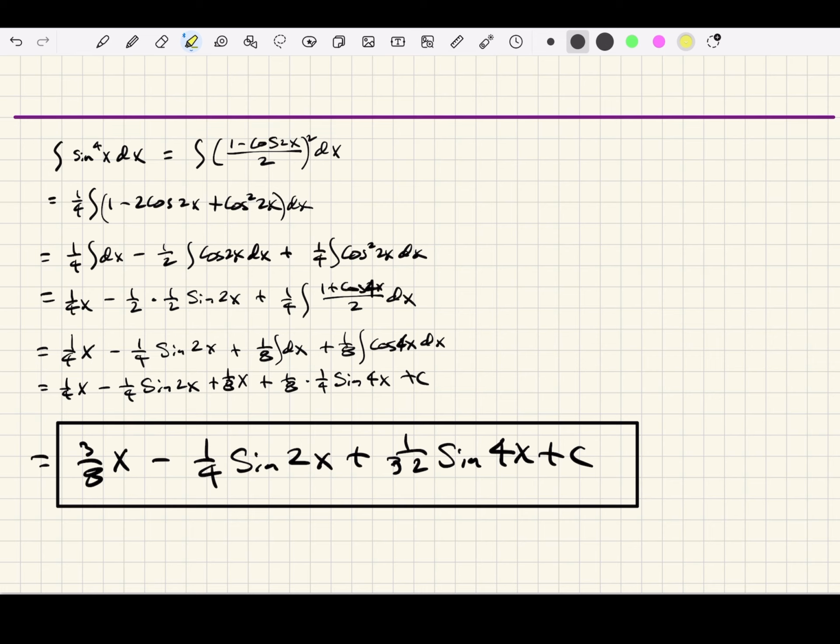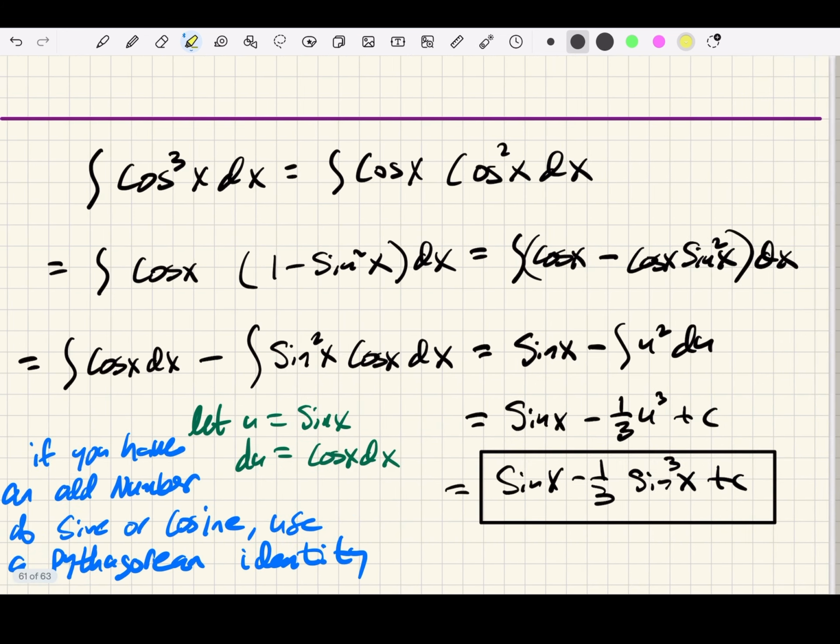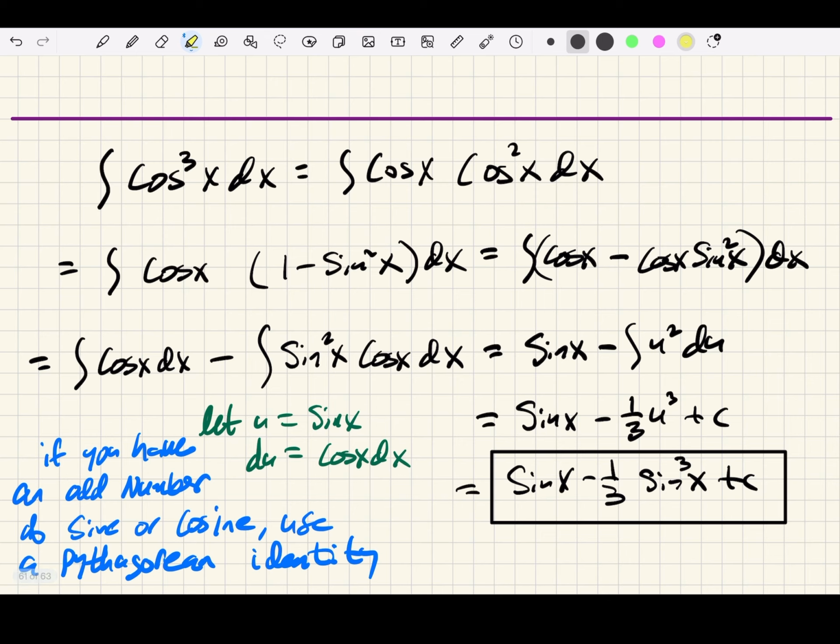So, what are our strategies? If you have only an even number of trig functions, then use the half angle formulas. If you have an odd number of sine or cosine, use a Pythagorean identity.